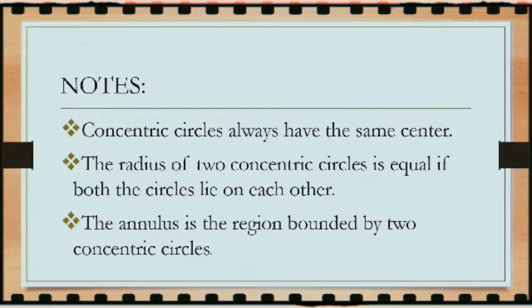Concentric circles always have the same center. In Tagalog, in Filipino, pareha sila ng gitna. The radius of two concentric circles is equal if both circles lie on each other. The annulus is the region bounded by the two concentric circles. In other words, it is a little ring.